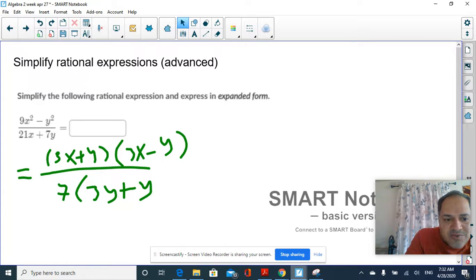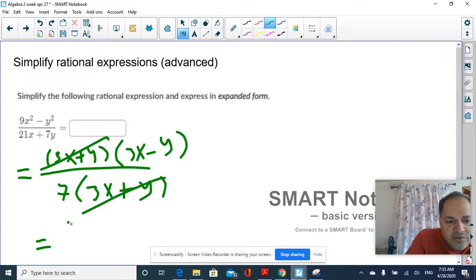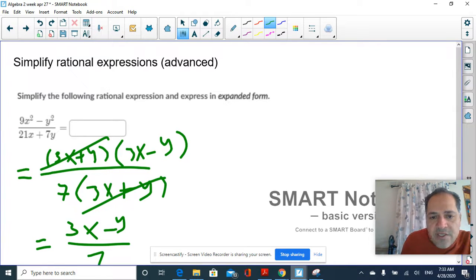Sorry, 3x plus y. I'm sorry. 3x plus y. I'm going to erase this part. Now, after that, we have to cancel out what? The common factor, which is 3x plus y. So your new function is 3x minus y over 7. Okay? This is the simplest form.